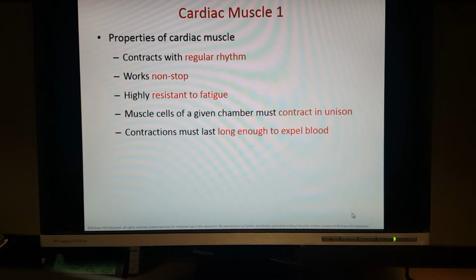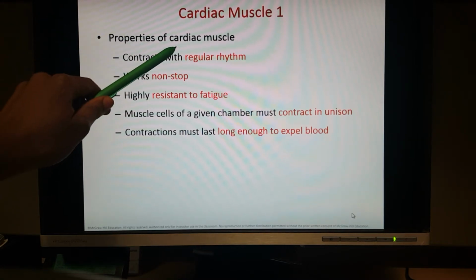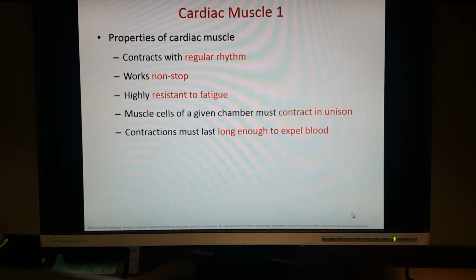So properties of our cardiac muscle: it contracts with a regular, consistent rhythm, and this is due to pacemaker cells within our cardiac muscle that cause it to contract. So these pacemaker cells set off your cardiac muscle, so it actually doesn't need nervous system innervation, so it doesn't need a nerve signal to tell it to contract. It does it by itself.